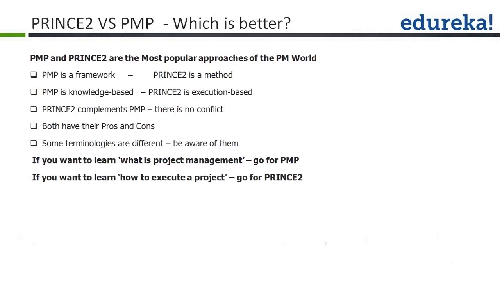Now, if you want to learn what project management is and what the good practices in project management are, go for PMP. If you want to learn how to execute a project, go for Prince2. Generally, the trend in Commonwealth countries such as the UK, Europe or Australia is that people go for Prince2 as a certification and learn PMP to complement their skills. In the US, where PMP is more popular, people go for PMP certification and learn Prince2 to complement their skills.